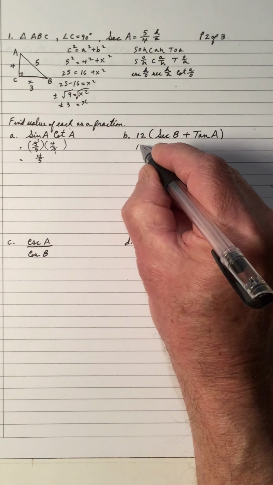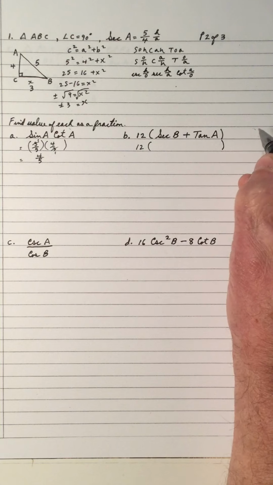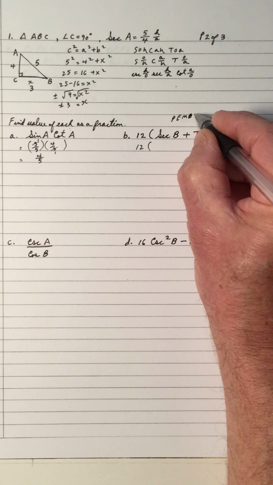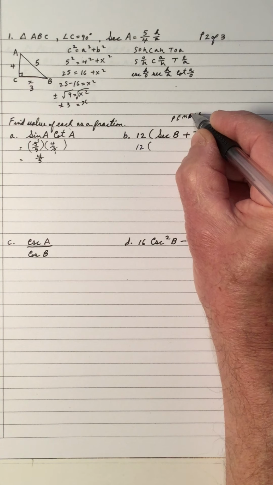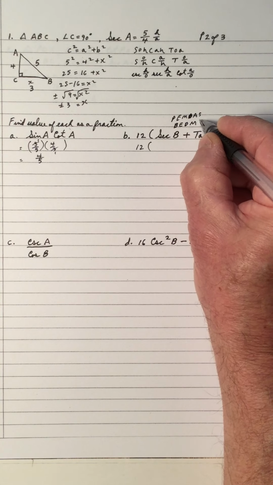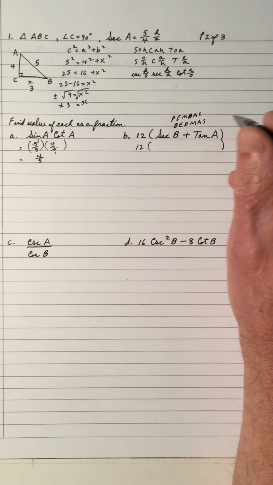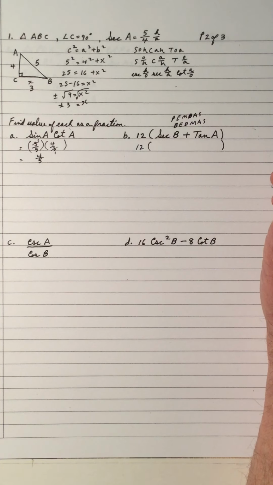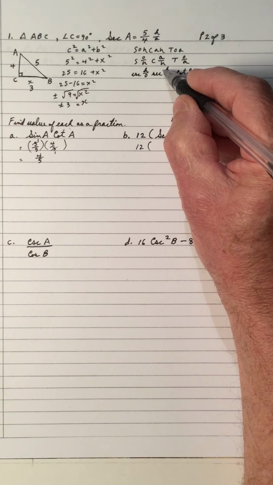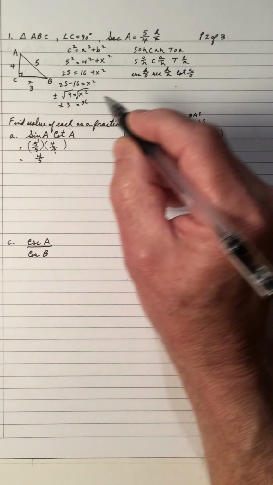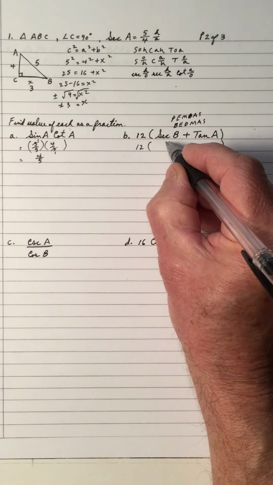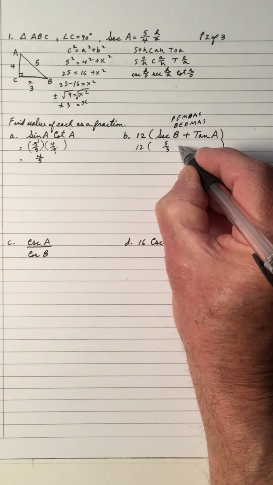Let's work out B. 12, bracket. Let's do the inside of the bracket. Remember, PEMDAS, or BEDMAS, either or, whatever you want. What I like to use is either one of these two. Now we have to get the secant of B. Secant is hypotenuse over adjacent. So there's angle B. Hypotenuse is 5. Adjacent is 3. So that's 5/3.